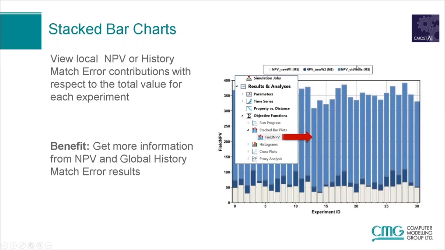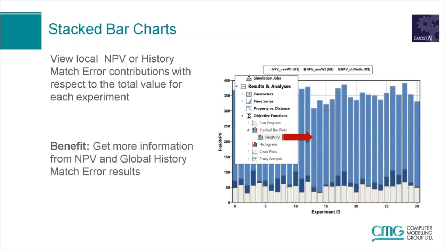So in this case, we have 3 different wells contributing. We have well 1 in gray, well 2 in dark blue, and then our old wells in the light blue. So we can obviously from this make out easily how much each new well changes the NPV compared to what the old wells are doing. And this is for field NPV.